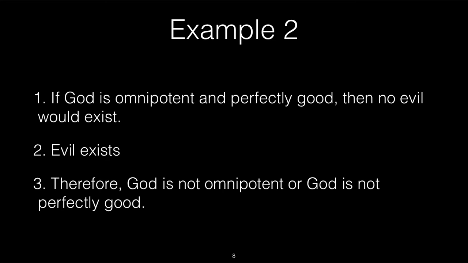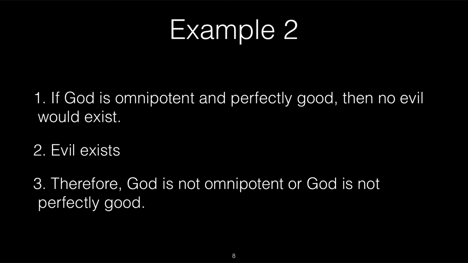So let's look at another example. Imagine I made the following argument. If God is omnipotent and perfectly good, then no evil would exist. So if God is omnipotent, all-powerful, and perfectly good, then no evil would exist. It is the case that evil exists. Therefore, God is not omnipotent or God is not perfectly good. So we can ask ourselves, is this a valid argument? In other words, if the premises are true, does this conclusion follow?